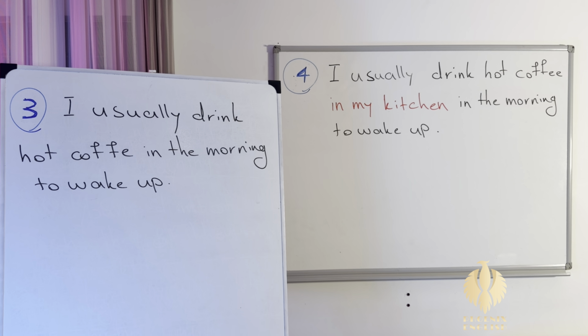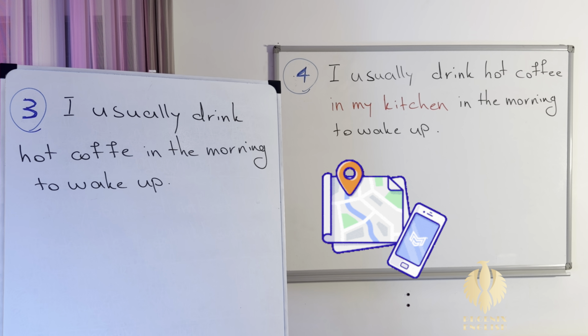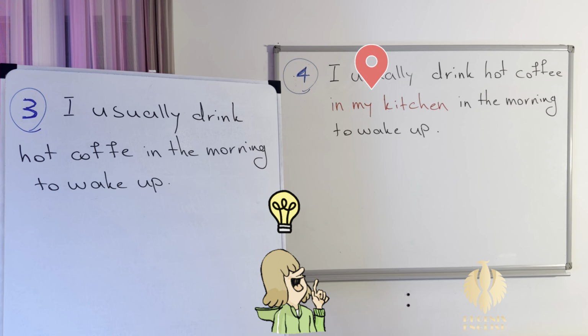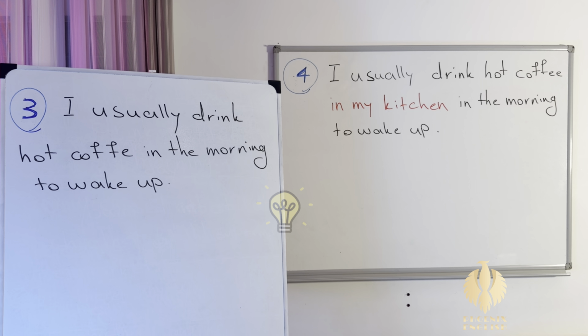Step 4, pretty easy, adding the location. I usually drink hot coffee in my kitchen in the morning to wake up. Let's paint a picture. Adding the place, in my kitchen, gives the listener a clear setting for your routine. Why does it matter? It anchors the action to a specific setting, making the sentence more vivid.